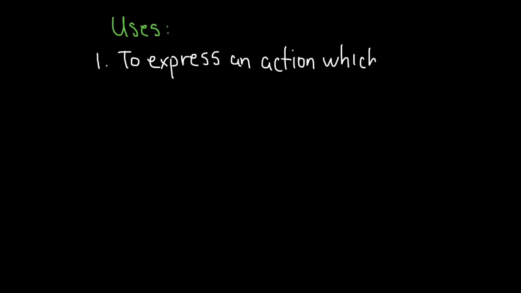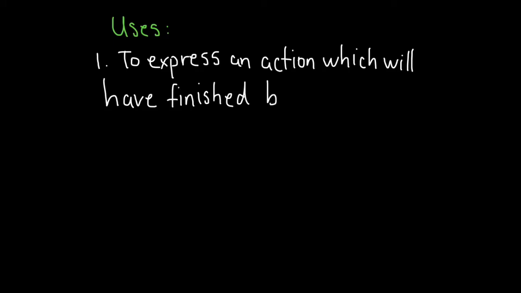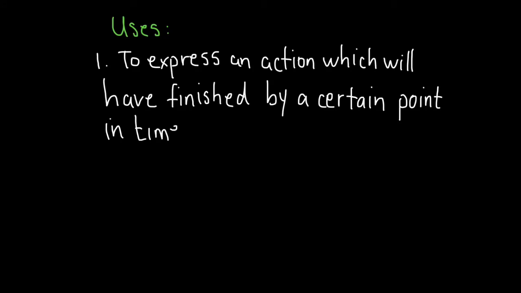So in sum, the future perfect is used to express an action which will have finished by a certain point in time, and this action will have happened before another certain action. And this is all in the context of the future.